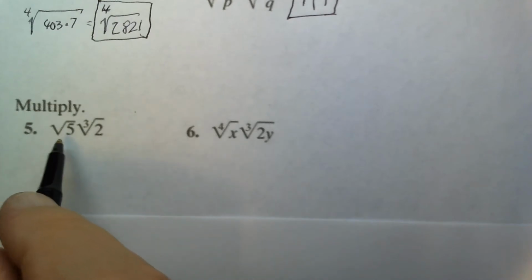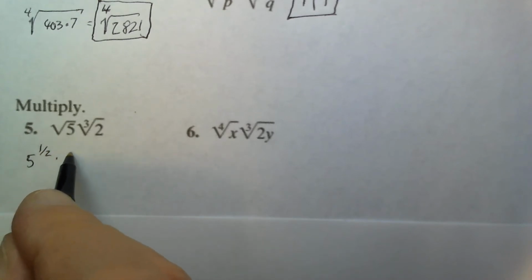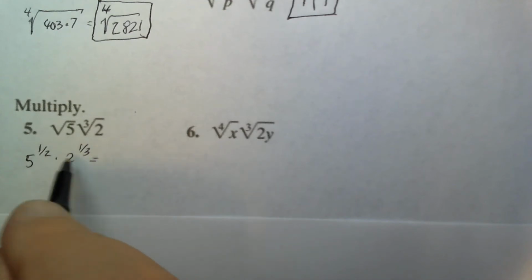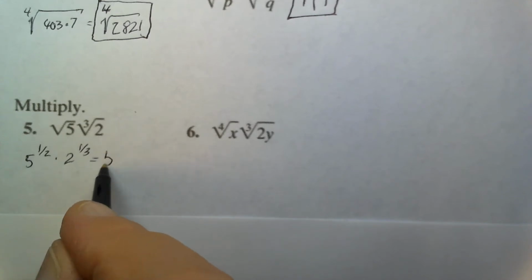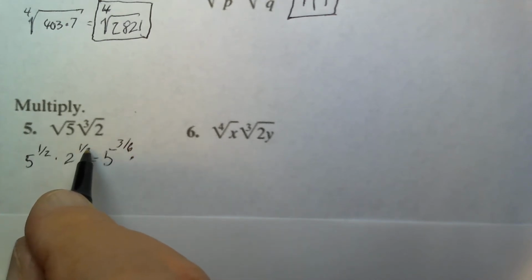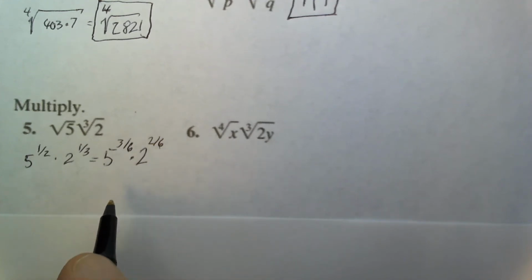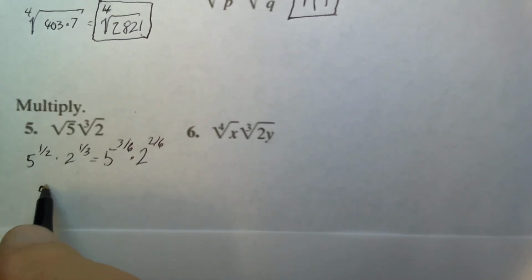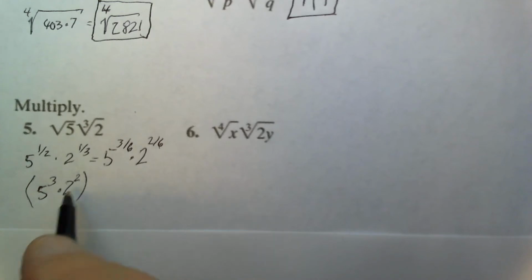So for number 5, we write this as 5 to the 1/2 power times 2 to the 1/3 power. And now we need to have the same common denominator, so we need to multiply 1/2 times 3 divided by 3. So that becomes 5 to the 3/6 power. And we need to multiply here the numerator and denominator by 2, so times 2 to the 2/6 power. So that means 5 to the 3rd power times 2 to the 2nd power to the 1/6.